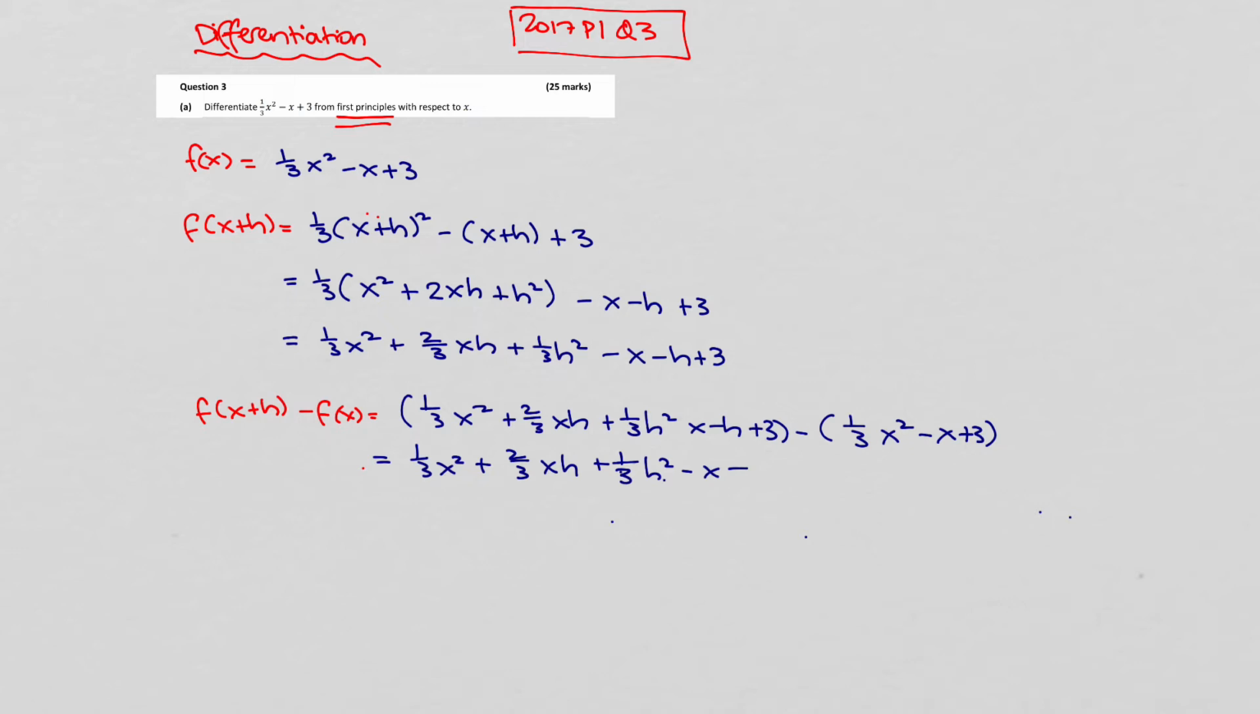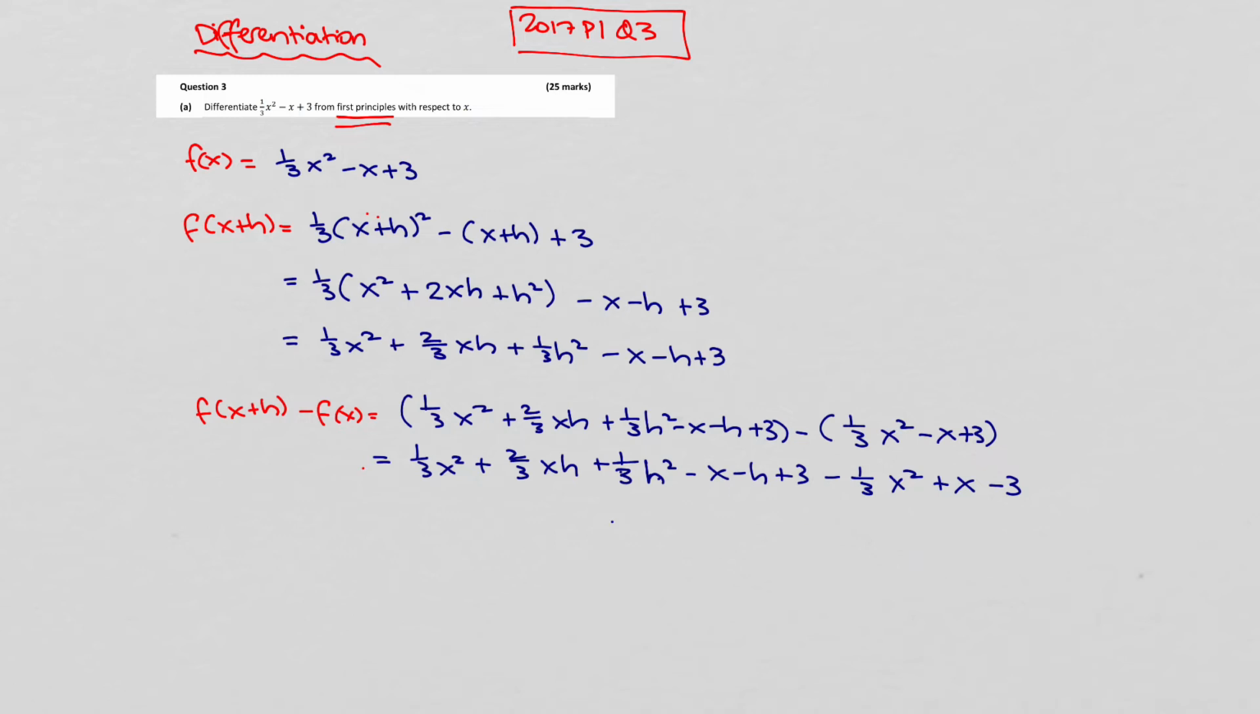So, just go back there. So that's a third. So that should be a minus x up there. So that's a third h squared minus x minus h plus 3. So then minus a third x squared, and then minus x is plus x, and then minus 3.